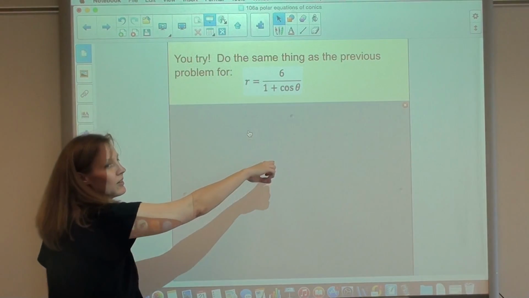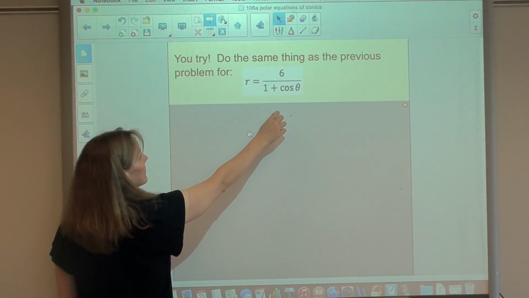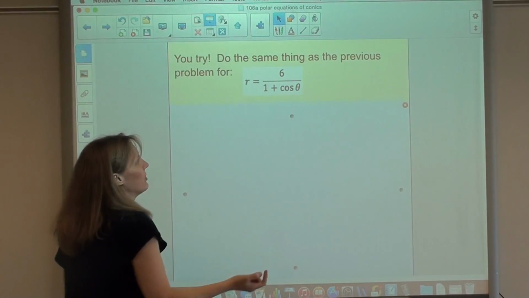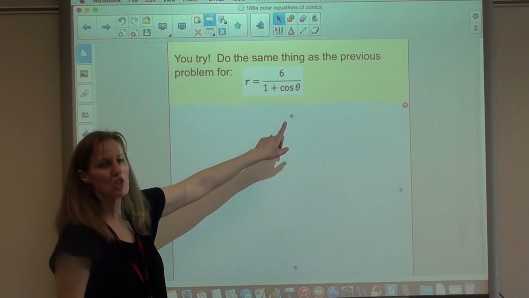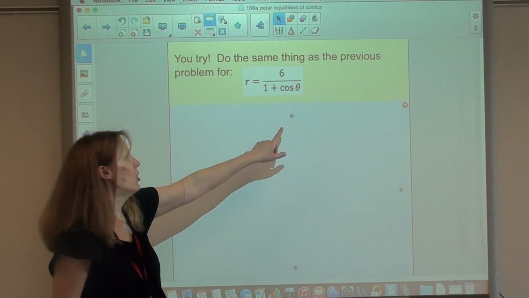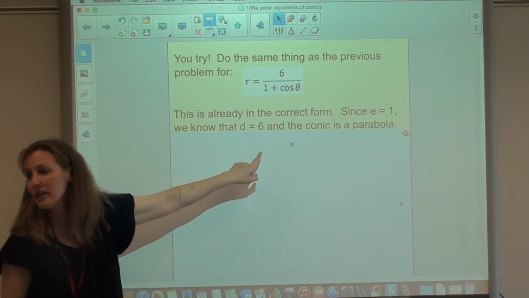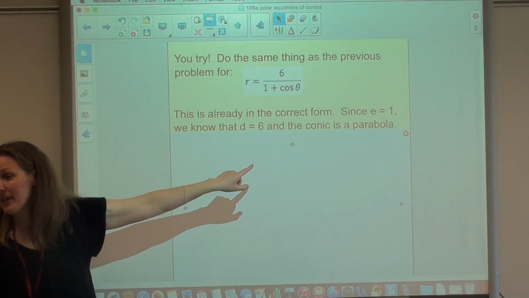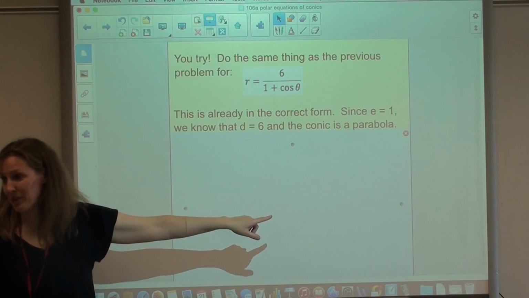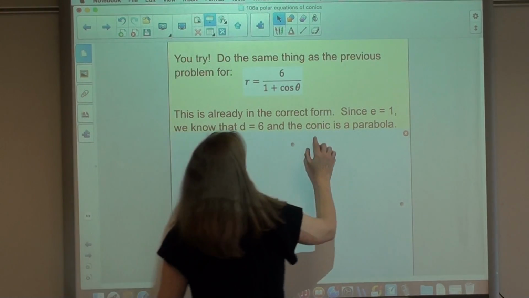Okay, so for this one, what's E? Which means there's no point in finding... 1. What's D? 6. Is this horizontal or vertical? What type of shape is it? So we have a horizontal parabola. How do we know? Because E is 1. If E is 1, it's a parabola.